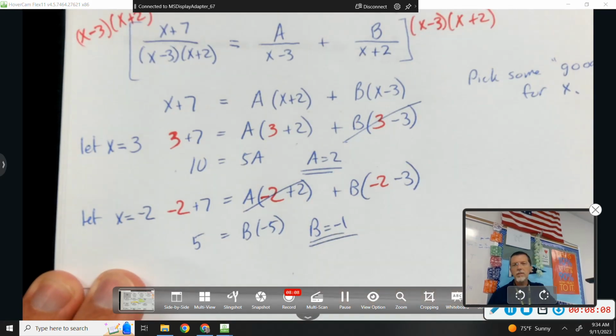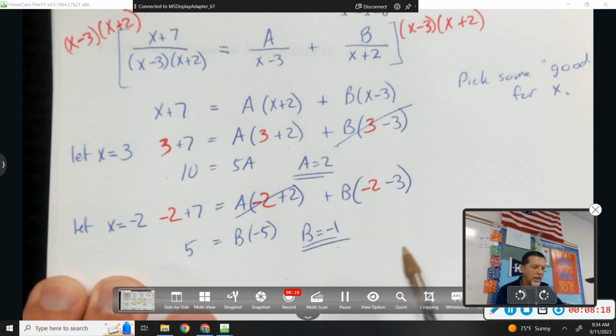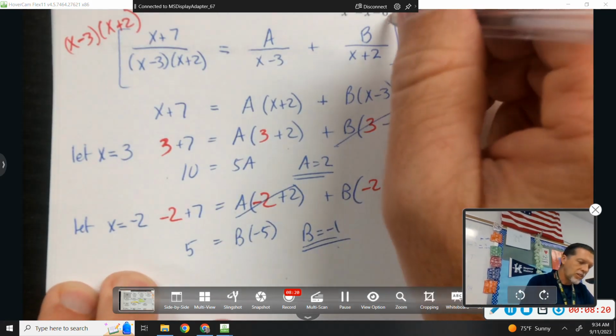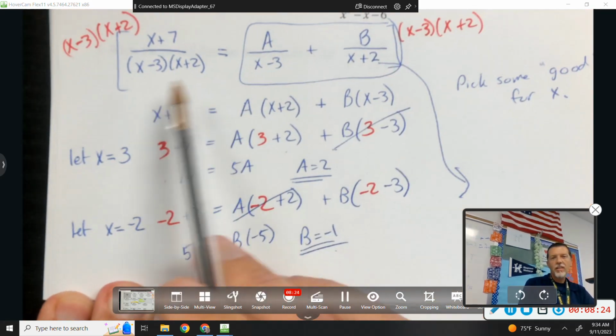Okay, so we're done with the math, but we still need to report our answer. Again, the Jeopardy comparison. I got to give my answer in the form of a question. The answer is not a equals 2 and b equals negative 1. The answer is, how can we decompose this original fraction?